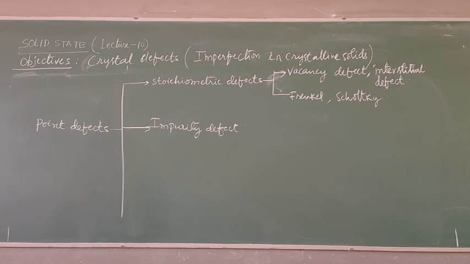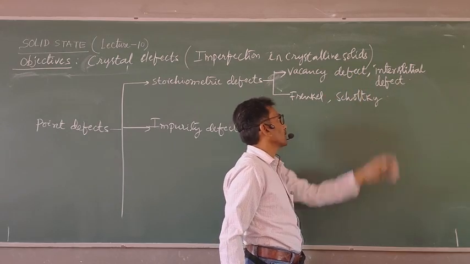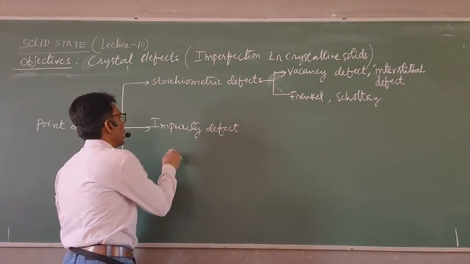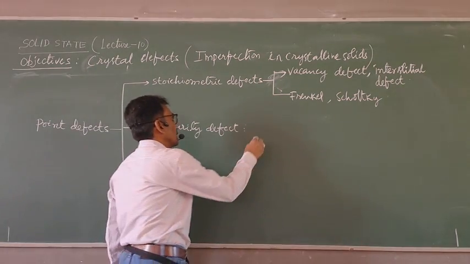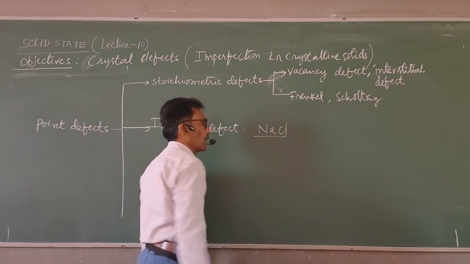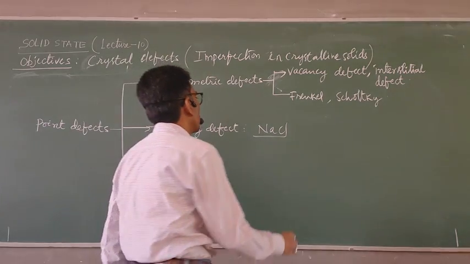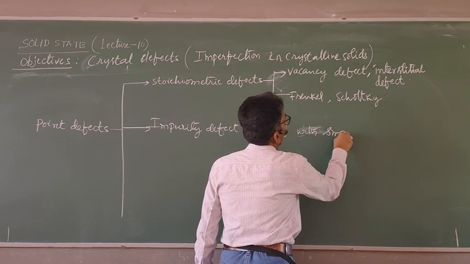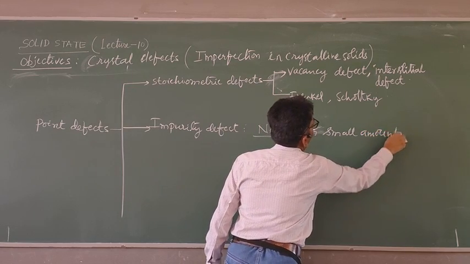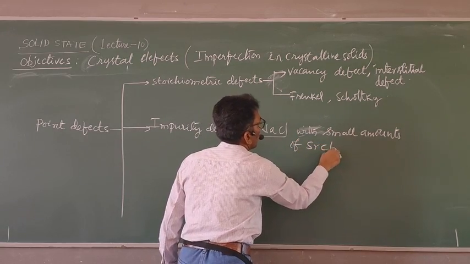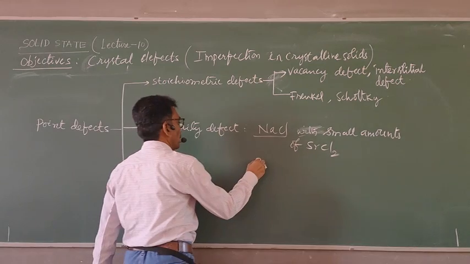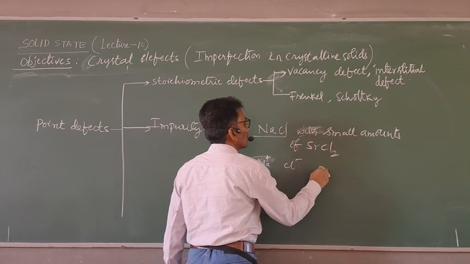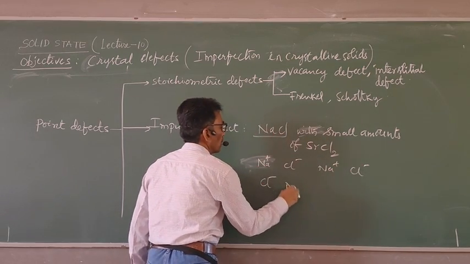After discussing stoichiometric defects, vacancy and interstitial defects in covalent solids, and Frenkel and Schottky defects in ionic solids, now impurity defects. A very simple impurity defect. Here what is noticed? If you take an NaCl crystal and a little amount of strontium chloride is introduced, understand, dear students? Sodium chloride has Na plus and Cl minus alternatively arranged.